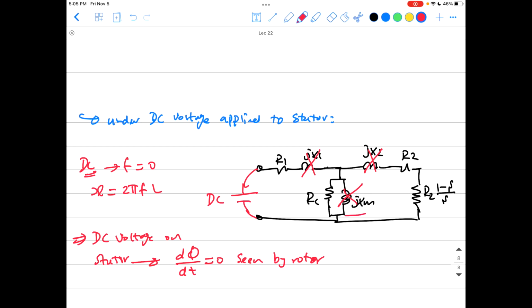That means the induced voltage over the rotor E2 equals 0. That means you have a short circuit here because the voltage is 0. The induced voltage at the rotor happens when it sees a time varying magnetic field, and here this magnetic field comes from a DC source, and the machine does not rotate at all. So it is DC voltage on the stator and no rotation, so you don't have any change in the magnetic field.